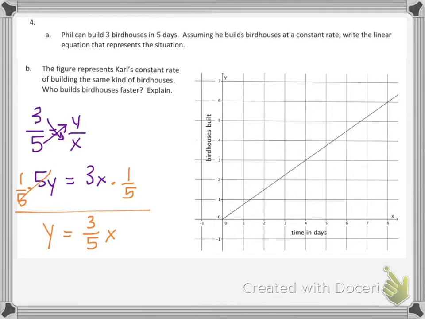Who builds birdhouses faster? Well, 3 birdhouses in 5 days is Phil. And then we just look at the slope. So if I start here for Carl, the next line that intersects would be here. So that is an up 3, that's 3 birdhouses in 4 days. So this equation is y equals 3/4 x. And 3 in 4 days is faster than 3 in 5 days. Carl is faster.